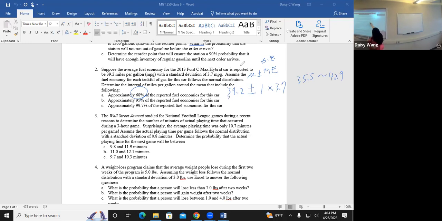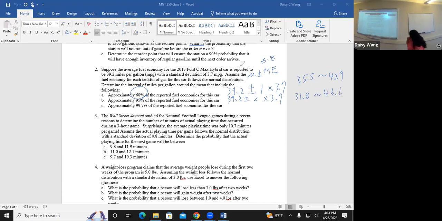Second one, 39.2 plus or minus 2 times 3.7, right? So that's 31.8 to 46.6. For 99.7%, the z will be 3. So 39.2 plus or minus 3 times 3.7, which is 28.1 to 50.3. Any questions?